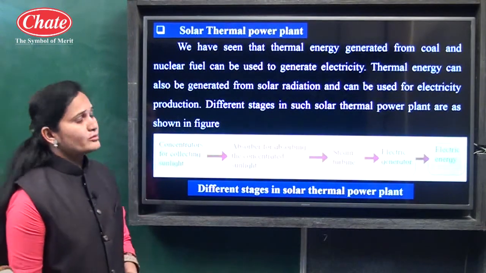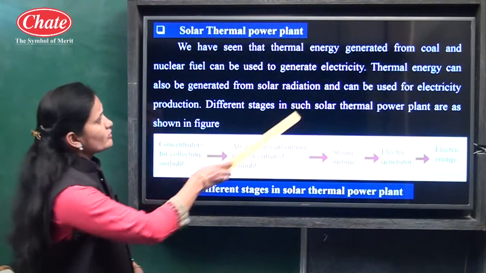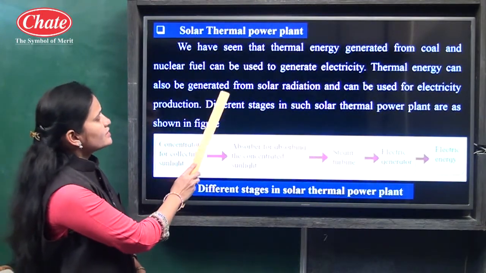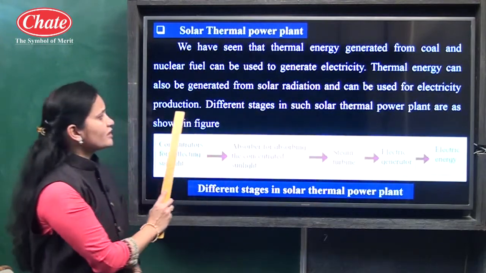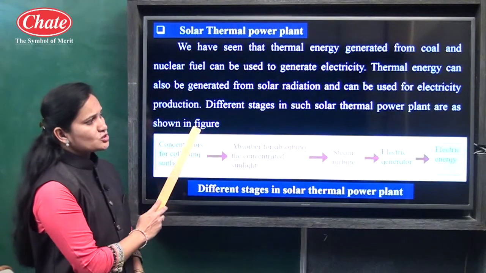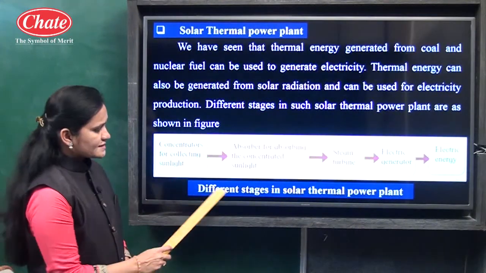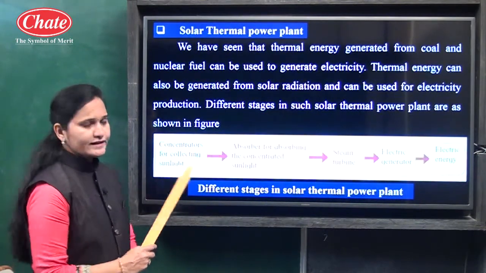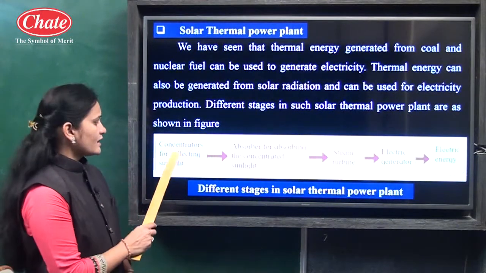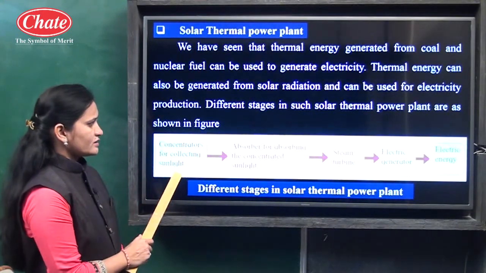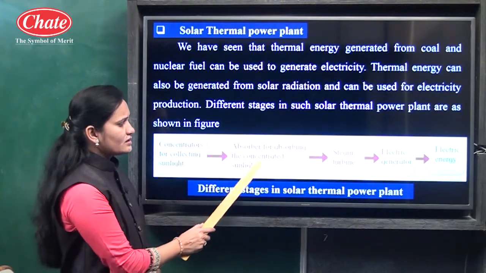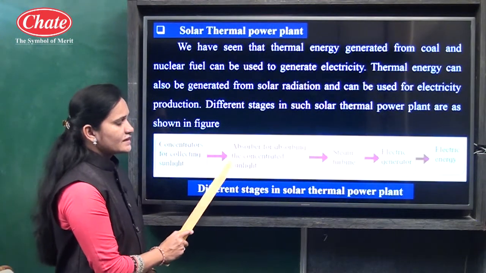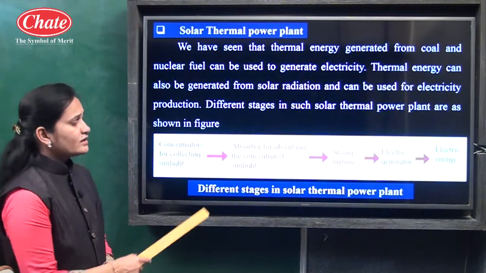Now let us see the solar thermal power plant. We have seen that thermal energy is generated from coal and nuclear fuel, and it can be used to generate electricity. Thermal energy can also be generated from solar radiation and used for electricity production. Different stages in such a solar thermal power plant are shown in the figure. So observe these different stages. In the first box you can see the concentrators for collecting the sunlight. As a concentrator, glass or any transparent plastic is useful. After that, there are absorbers for absorbing the concentrated sunlight, where in this absorbing stage, whatever light energy is there gets converted into heat energy.